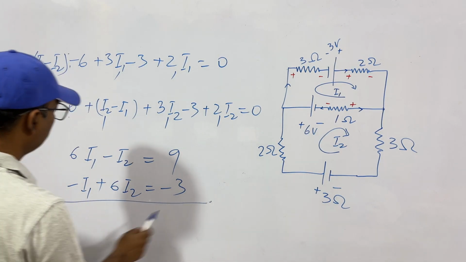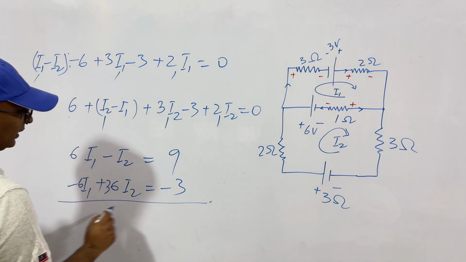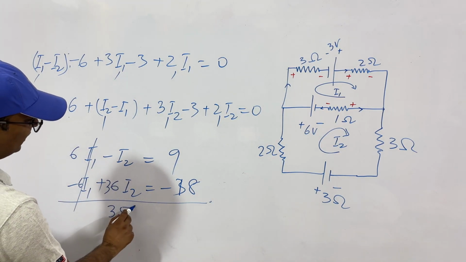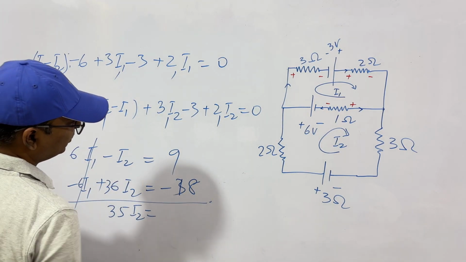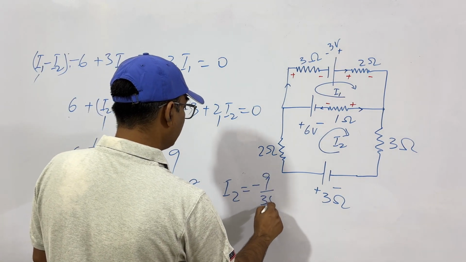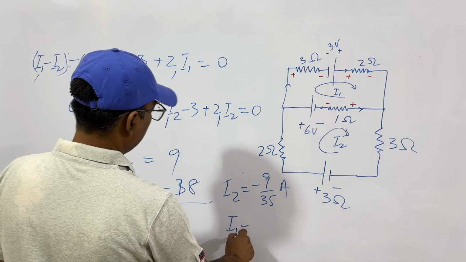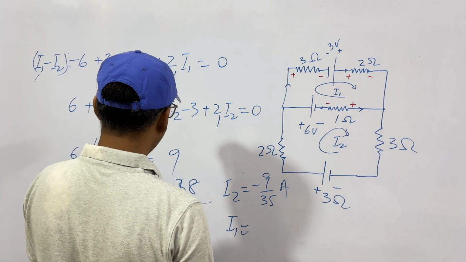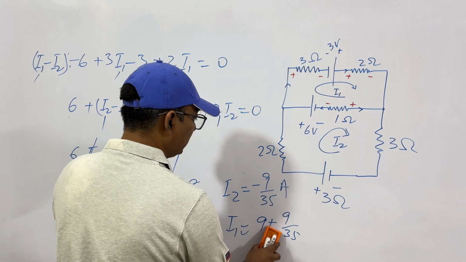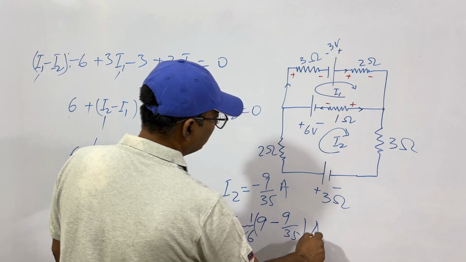So we have got our two equations. We can solve it. How? Let's multiply the second equation by 6. So this will be 6I1, this will be 36I2, this will be 18. Now add these two, this cancels this. So this is 35I2, this is minus 18 plus 9, so this is minus 9. So we get I2 as minus 9 by 35 amperes. And from any equation, you can get I1. You have I1 equal to 9 plus I2. So 9 plus 9 by 35, not plus, this is minus. So 9 minus this, divided by 6. So this is the value of your I1. Clear?